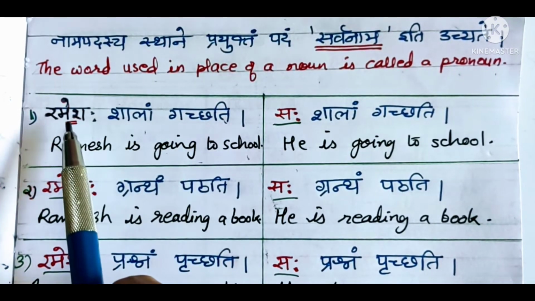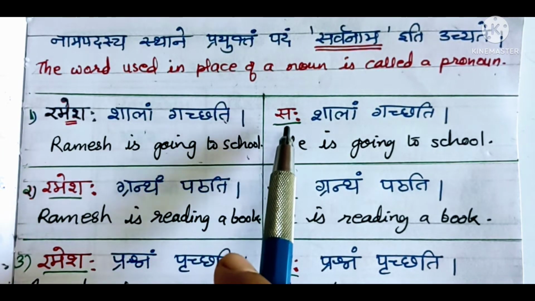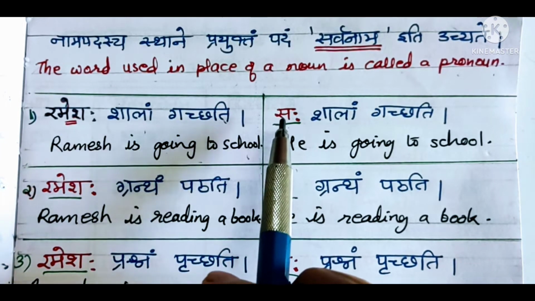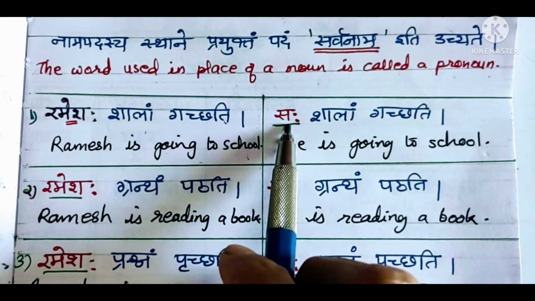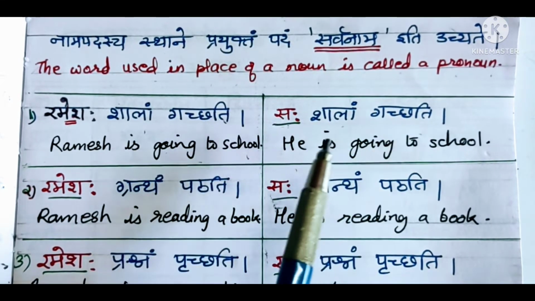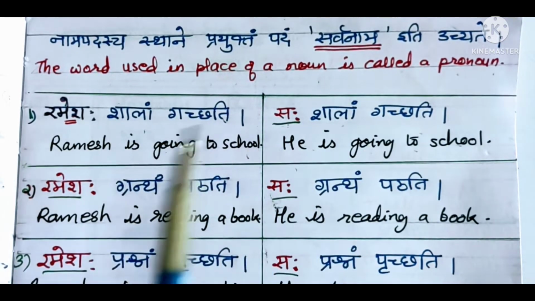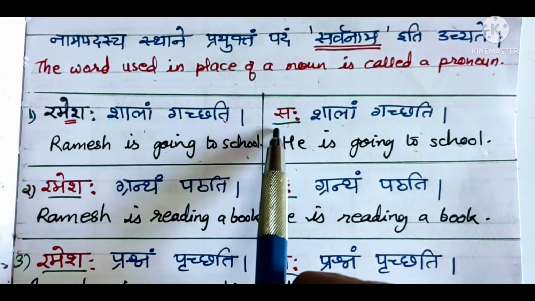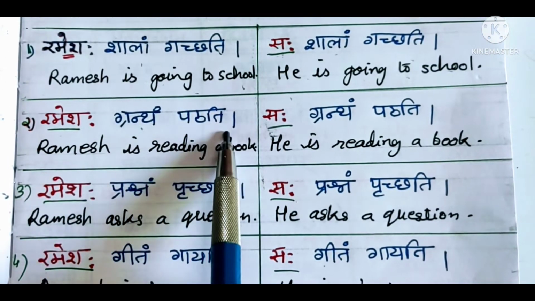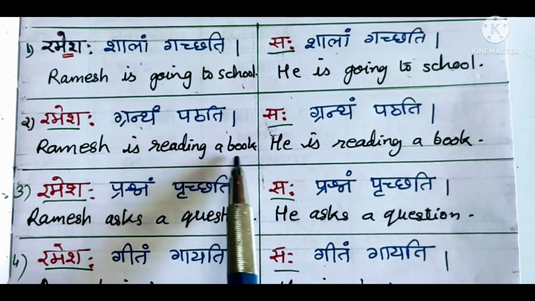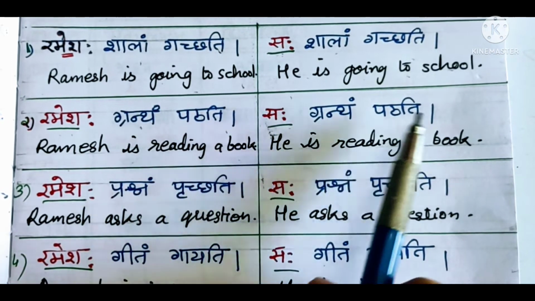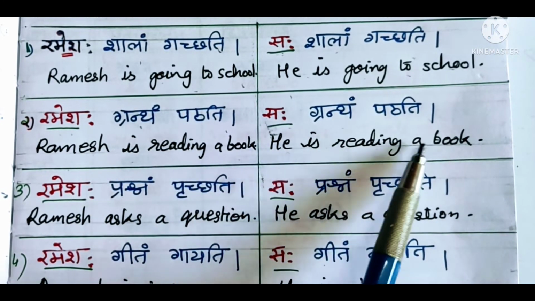Now instead of Ramesh, we use pronoun sah because he is a boy, and we have to use pronoun also in masculine gender. So sah shalam gacchati. He is going to school. So instead of Rameshah we use Sah. Again Rameshah grantham pathati. Means Ramesh is reading a book. Instead of Rameshah we use Sah. Sah grantham pathati. He is reading a book.